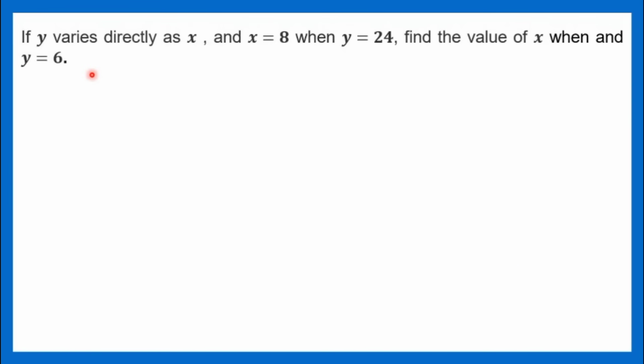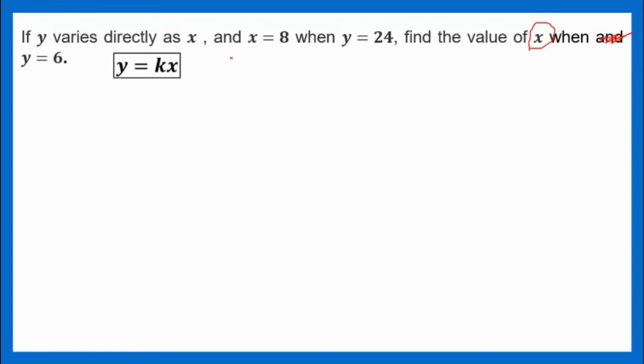Ito naman, paano kapag ganito yung type ng problem na encounter natin? If y varies directly as x, and x is equal to 8 when y is equal to 24. Find the value of x when y is equal to 6. So, ang pinapahanap sa atin ay x. Pero dalawang set of given ang ibinigay sa atin. Di ba? So, syempre, translate muna natin.